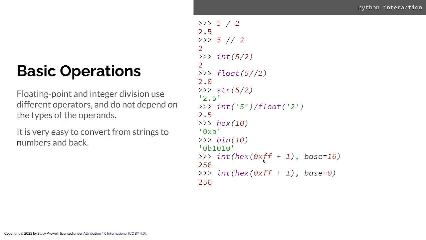Now this string is going to begin with 0x, so it should be possible to infer that the base is 16, and in fact if you set base equal to 0, it will do that. It will infer that the base is 16 and just print 256.